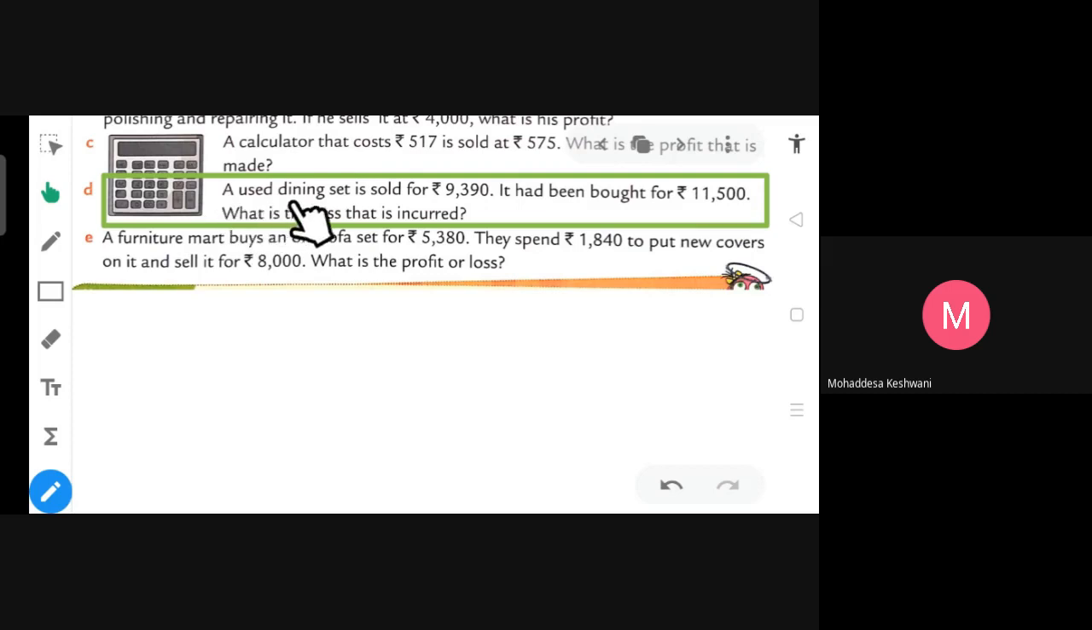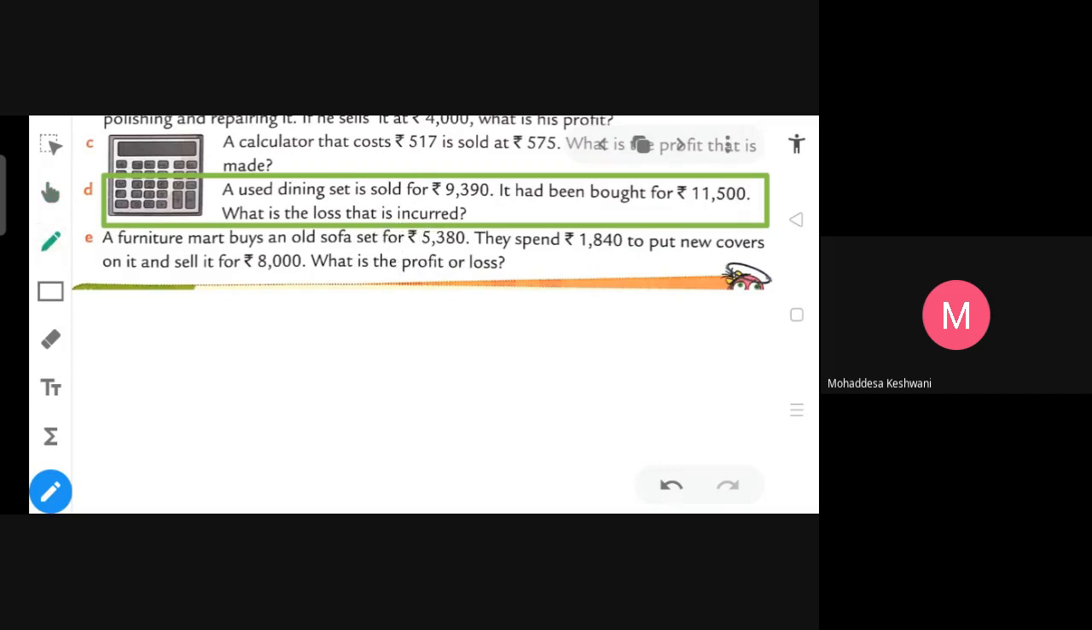Okay, a used dining set is sold for 9,390. It had been bought for 11,500. What is the loss that is incurred?